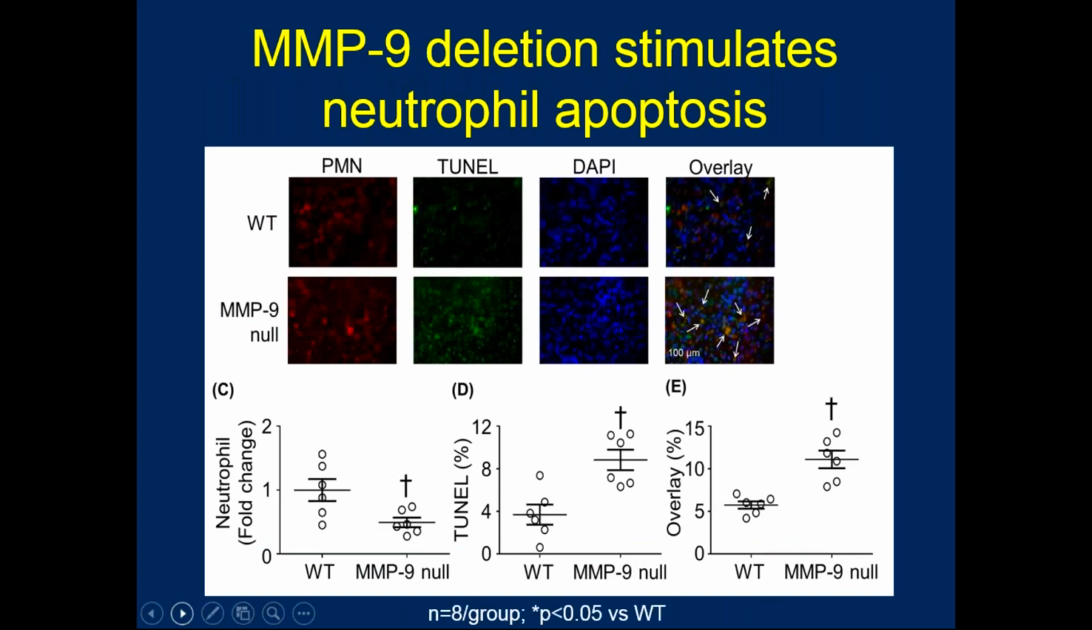To then confirm that the increase in caspase 3 was due to an increase in apoptotic neutrophils, I performed dual immunofluorescence for neutrophils and TUNEL. TUNEL is a marker of apoptosis, and the overlay analysis shows there's a higher number of apoptotic neutrophils in the MMP9 null group compared to the wild-type group. So this demonstrated a new signaling role for MMP9 in the regulation of apoptosis.